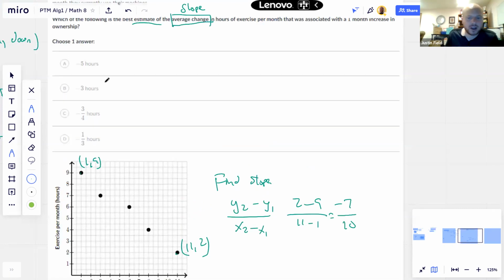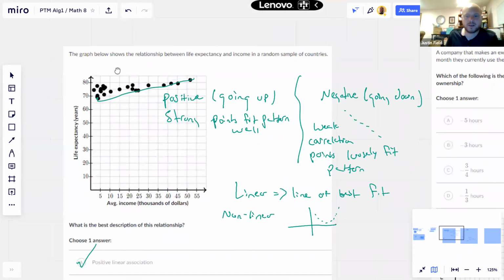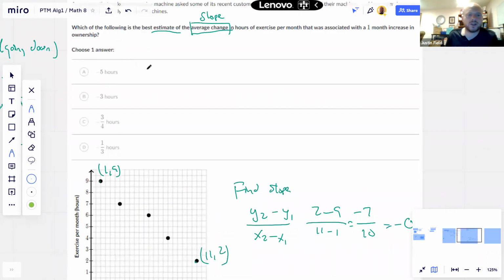Okay. So that is a number less than 1. 7/10 is negative 0.7. So which one of these numbers is closest to negative 0.7?